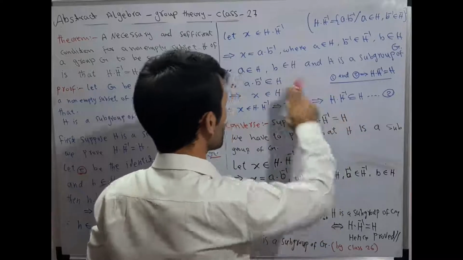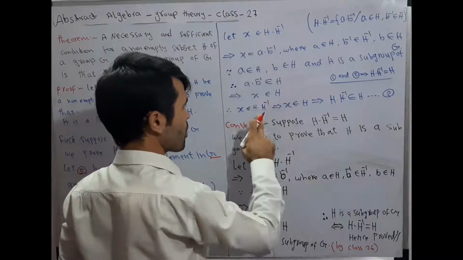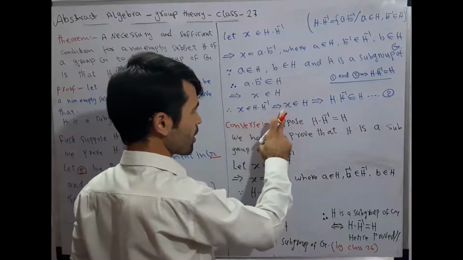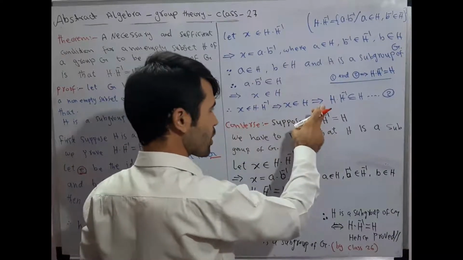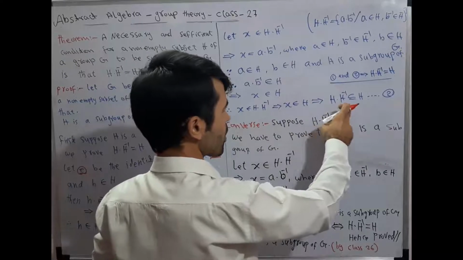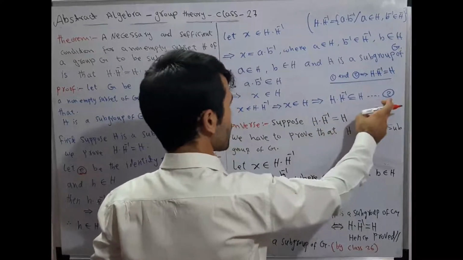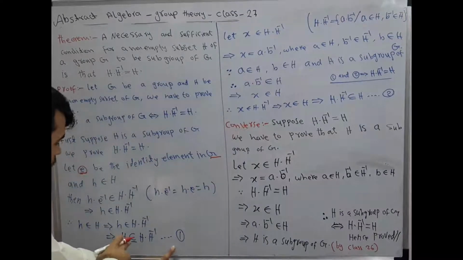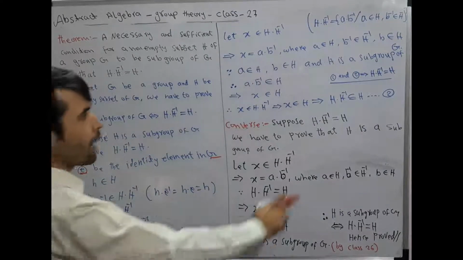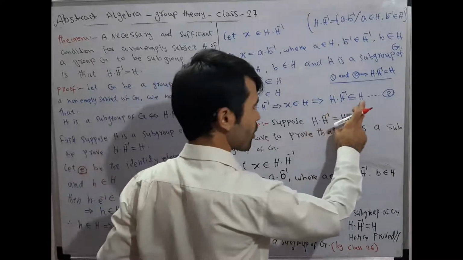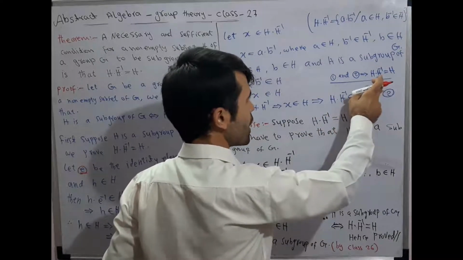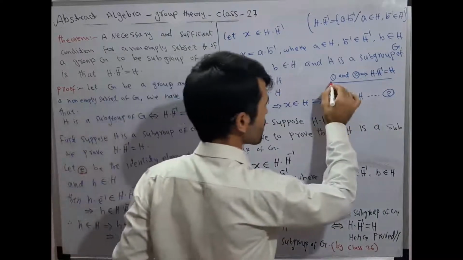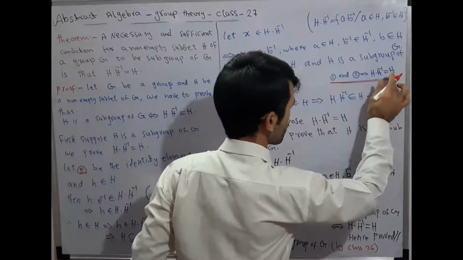Here x belongs to H into H inverse. We prove that x belongs to H. That is, x belongs to H into H inverse implies x belongs to H, which implies H into H inverse is a subset of H. We call this relation 2. From relation 1, H is a subset of H into H inverse, and from relation 2, H into H inverse is a subset of H. We conclude that H into H inverse equals H. This proves the first part of the theorem.